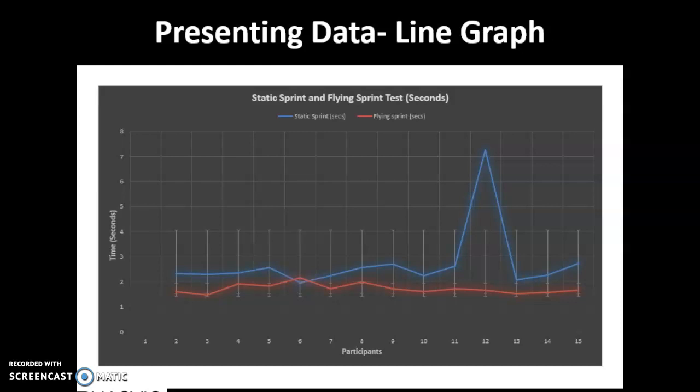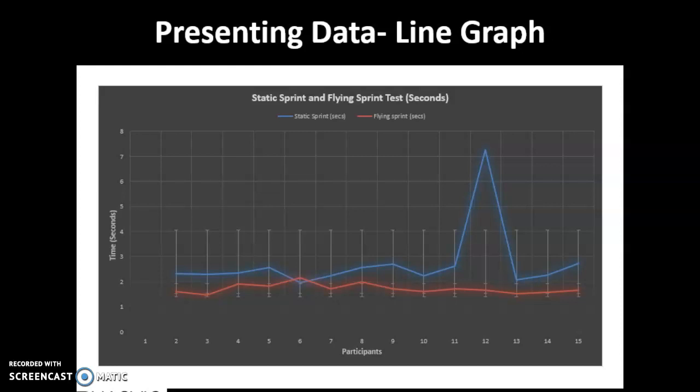Line graphs are another way of presenting quantitative data, and they can be used to compare results from two different tests. In my case, I used results from a static sprint test and a flying sprint test and created a line graph to show the two results of each participant. The standard deviation bars show the mean of each set of results.